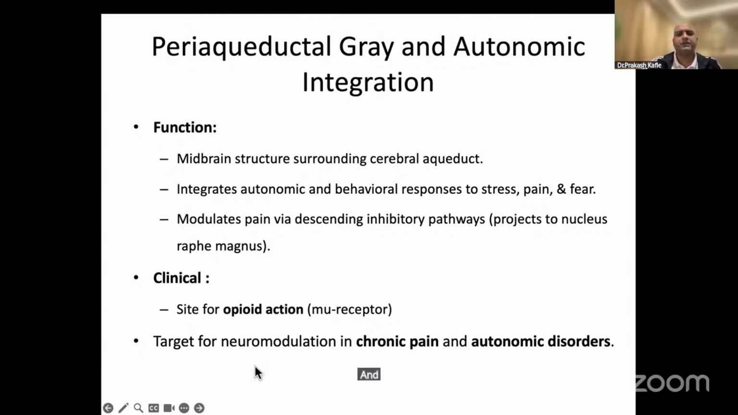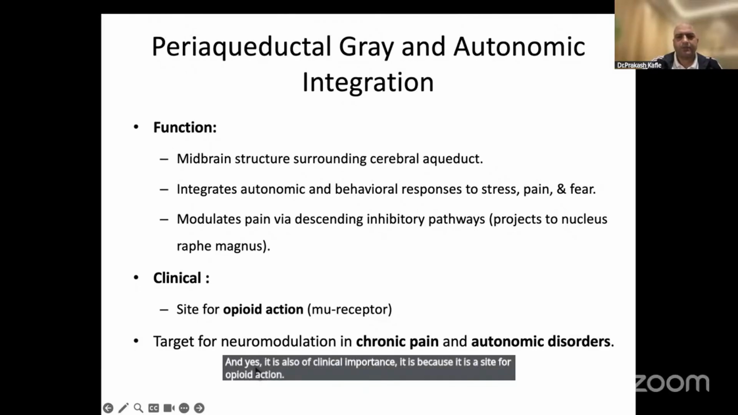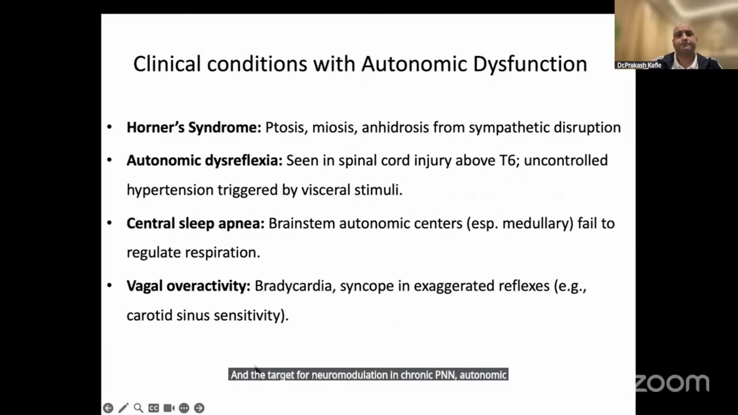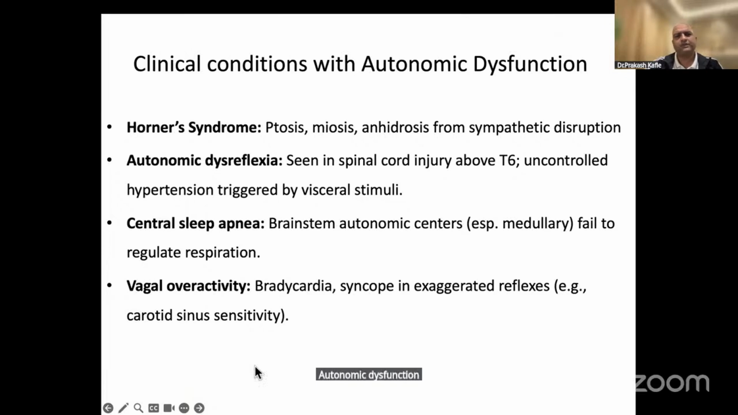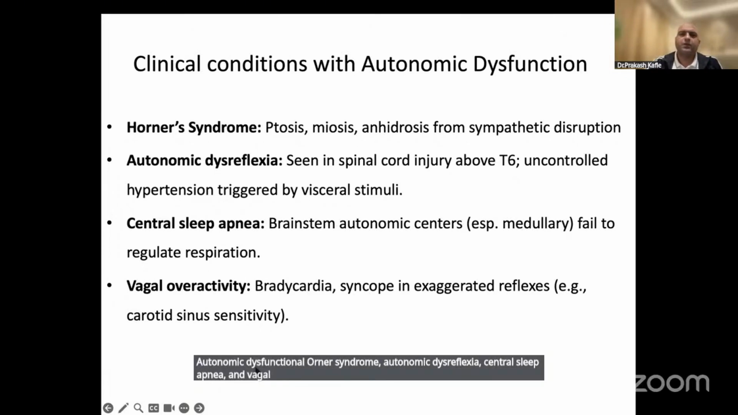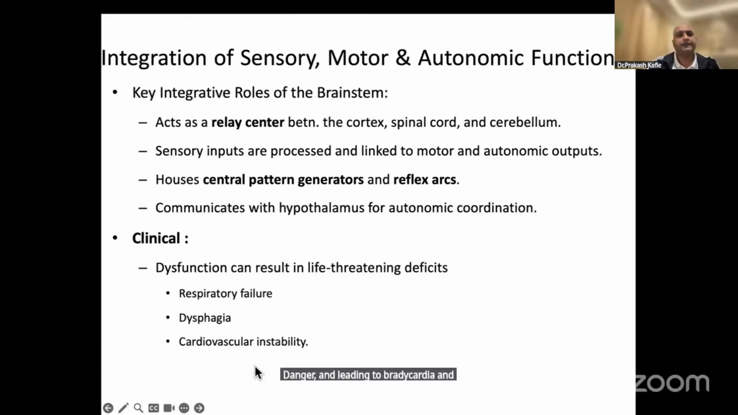And it is also of clinical importance, because it is the site for opioid action and the target for neuromodulation in chronic pain and autonomic disorders. The clinical syndromes associated with autonomic dysfunction are Horner syndrome, autonomic dysreflexia, central sleep apnea, and vagal overactivity, which may be dangerous, leading to bradycardia and syncopal attack, right?